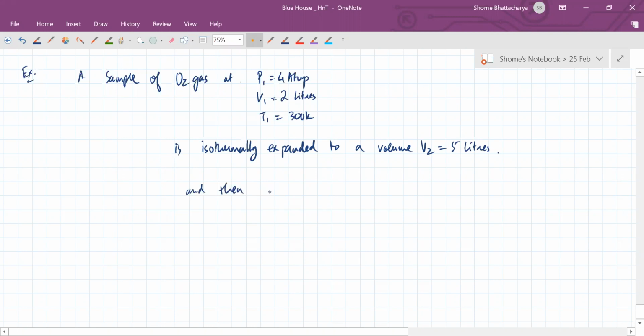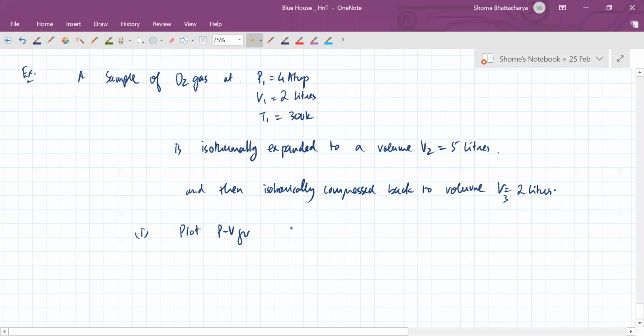And then isobarically compressed back to a volume of 2 liters. Okay. So first of all, plot the PV graph for the two successive processes.